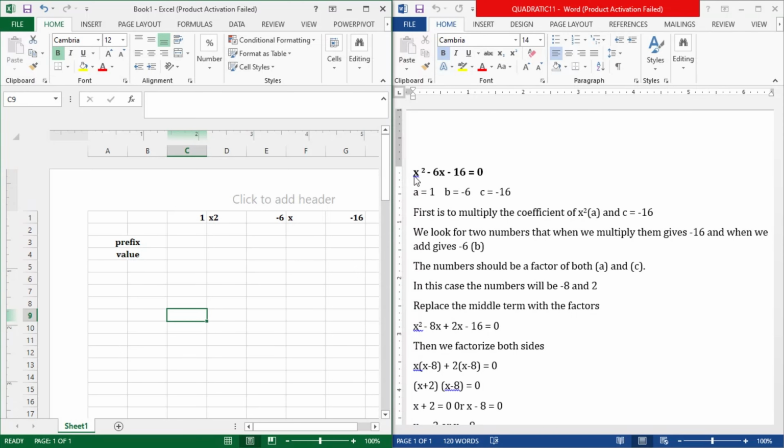So what do we mean by these? If you look at the Word document, the coefficient of x squared is a, while the coefficient of x is b, and the number without x is c. These are what we referred to as prefixes. Let's go ahead and insert them in a table.